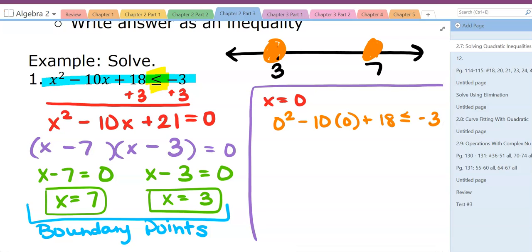Well, 0 squared and negative 10 minus 0 are all gone because it's just a 0 there. So I'm left with 18 less than or equal to negative 3. True or false? False.